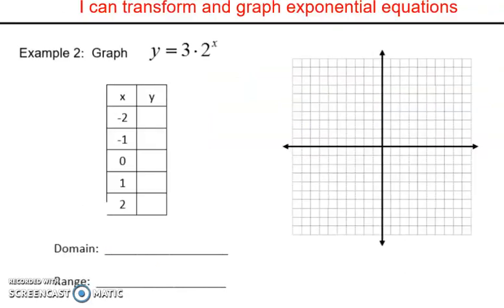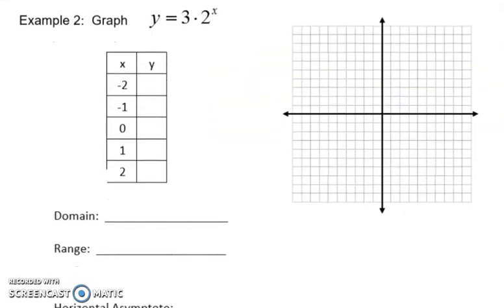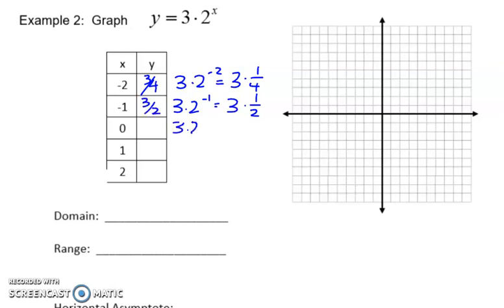Okay, well, what if we took y equals 3 times 2 to the x? So now a is 3. Just keep that in mind. Well, so I would take 3 multiplied by 2 to the negative second power, which is 3 multiplied by 1 over 4, 3/4. 3 times 2 to the negative first power is 3 multiplied by 1 over 2, which is 3/2. 3 times 2 to the 0 is 3 times 1, which is 3. And what would happen is we would get 6 and 12.